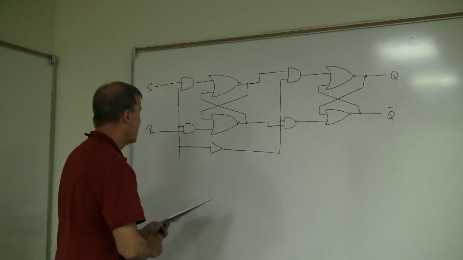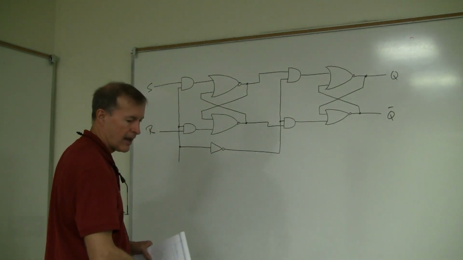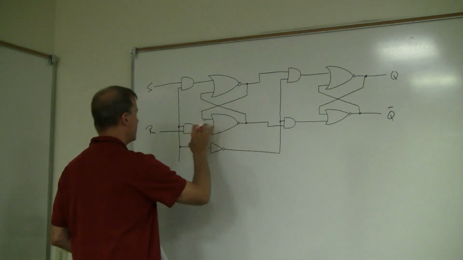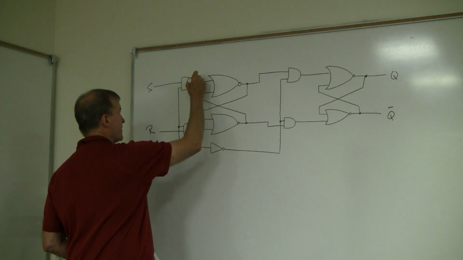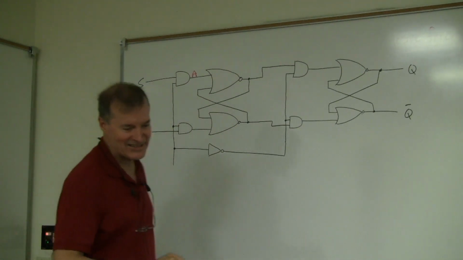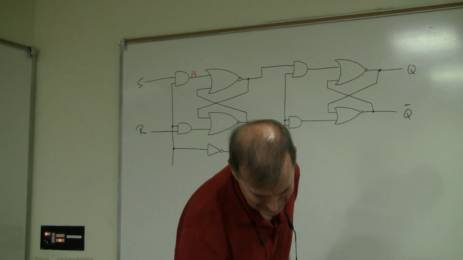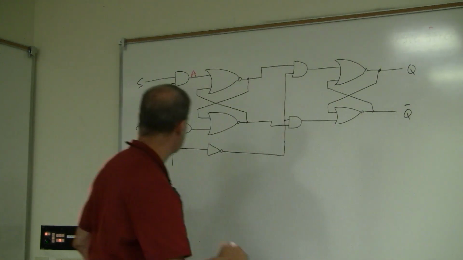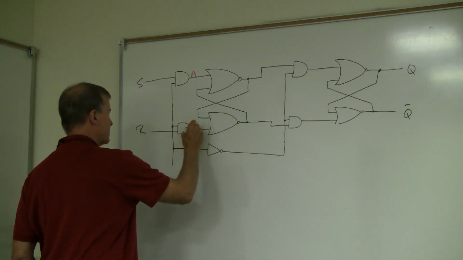So it said A was the output of the top master AND. So this is the master, this is the slave. So A is this point right here. Are you with me? And then it says B is the output of the bottom master. So B is this point.